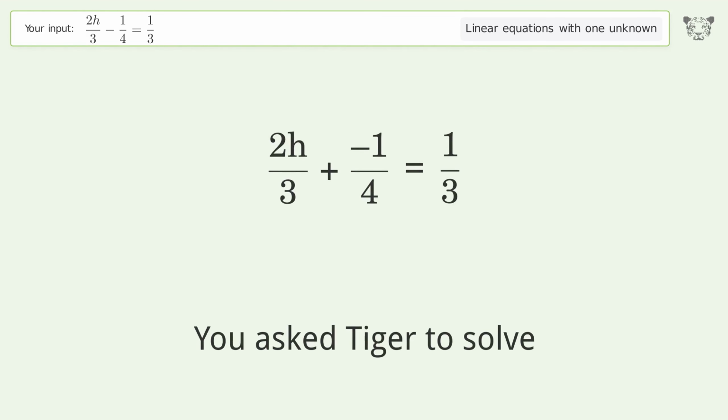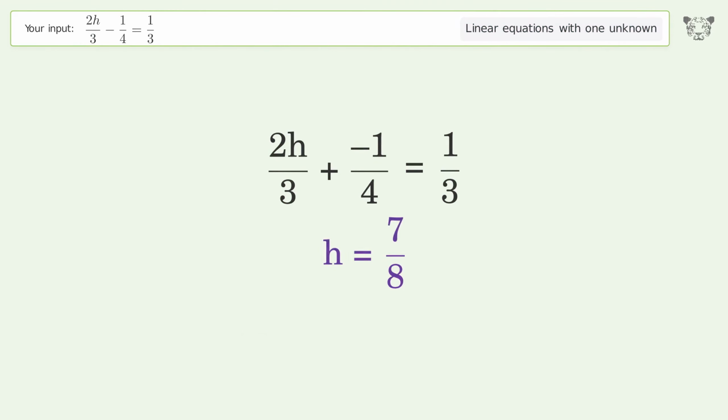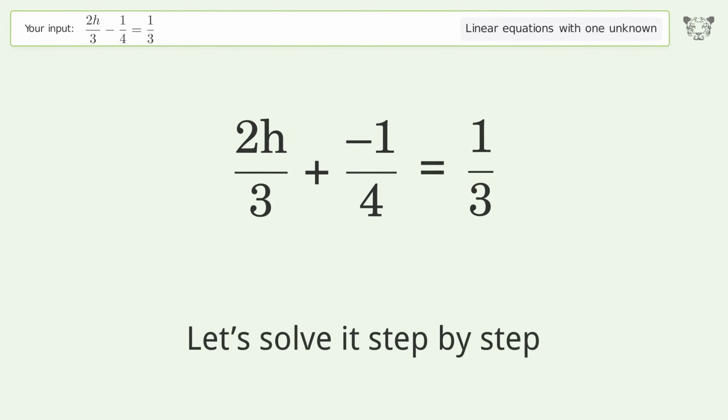You ask Tiger to solve. This deals with linear equations with one unknown. The final result is h equals 7/8. Let's solve it step by step.